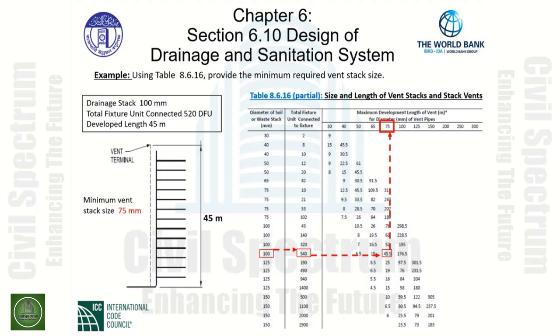Therefore, what this table has done for us is allow us to adequately size the vent stack according to the diameter of our soil stack indicated in the drawing, the total fixture unit connected to the soil stack, and the developed length of our vent stack. In all cases, we have verified this and sized it accordingly to 75 millimeters at a minimum.